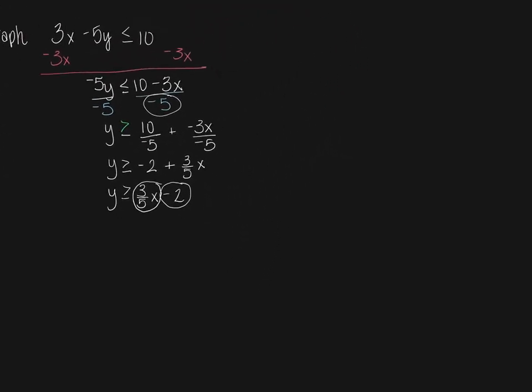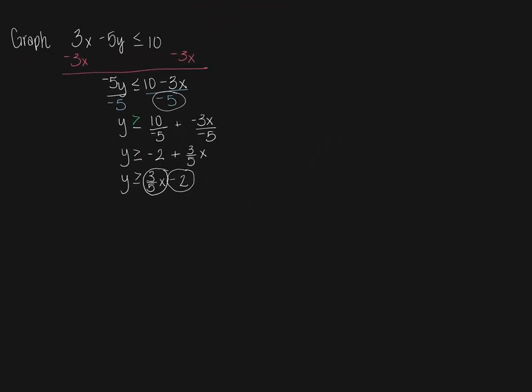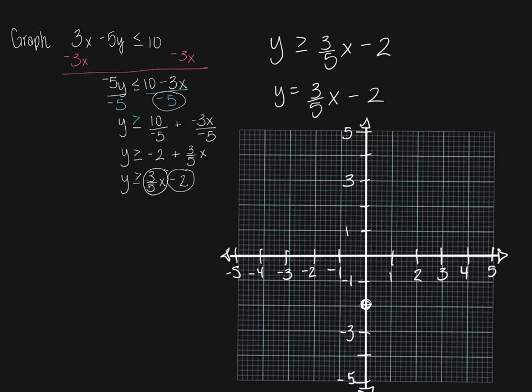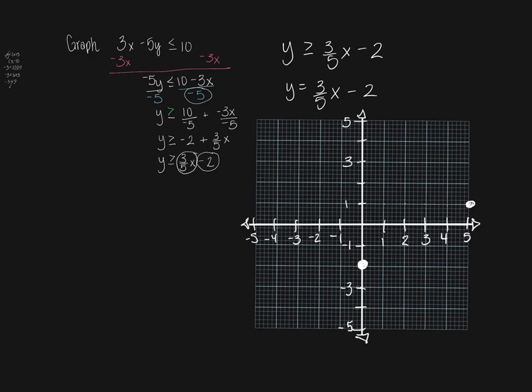Remember that the first thing that I want to end up doing is to rewrite my inequality as an equation and graph it. So I want to think of this as y equals 3/5 x minus 2. So I end up with the y-intercept here and a rise of 1, 2, 3, and a run of 1, 2, 3, 4, 5. And again, down 1, 2, 3, and over 1, 2, 3, 4, 5. And this is my line.